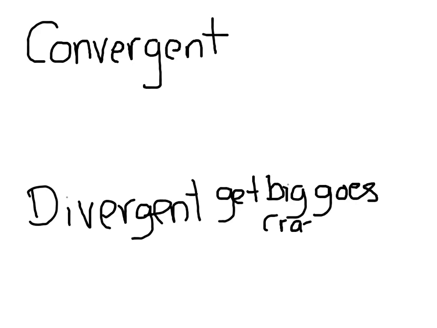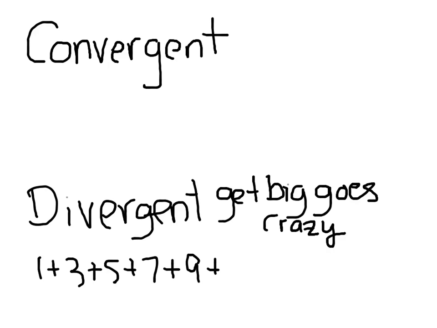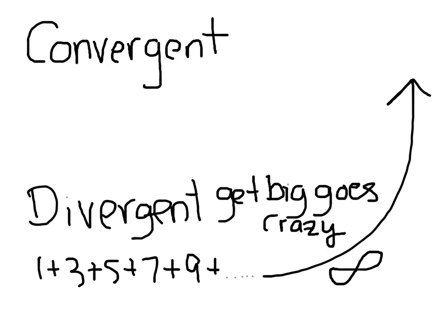So what I mean by getting big is if I took 1 plus 3 plus 5 plus 7 plus 9 and I just added those up forever, that would eventually just boom, it would head off to infinity. So things that get big go to infinity. Things that don't get big are like this.